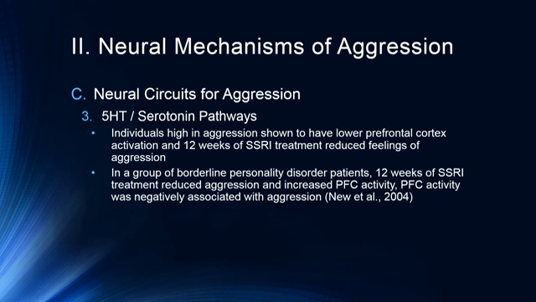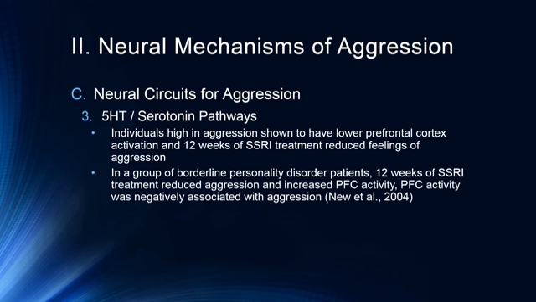One of the important neural circuits for aggression involves the 5-HT and serotonin pathways. As discussed in your text, serotonin turnover refers to how much serotonin the brain of an individual is using and going through. And we know that individuals who are high in aggression show decreased serotonin turnover. We also see individuals who are high in aggression have been shown to have lower prefrontal cortex activation, but these individuals, after 12 weeks of selective serotonin reuptake inhibitors, which are your basic antidepressants, show reduced feelings of aggression.